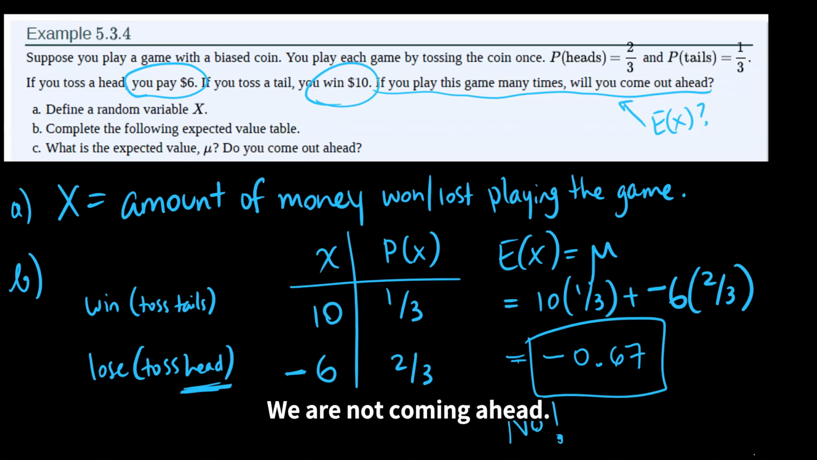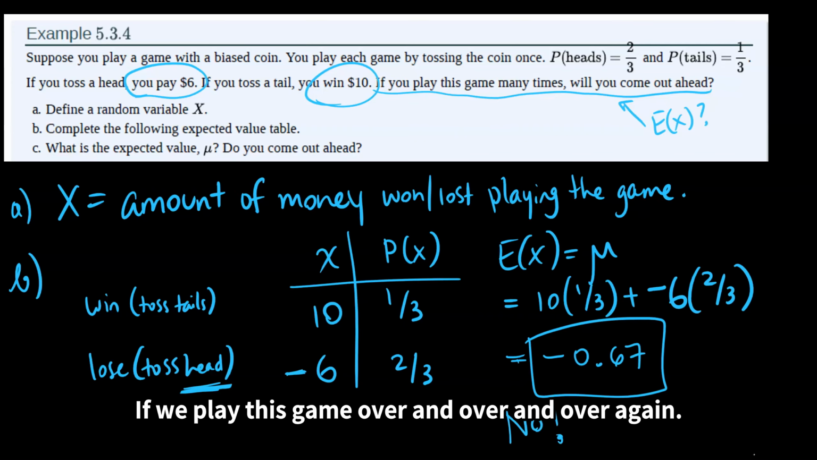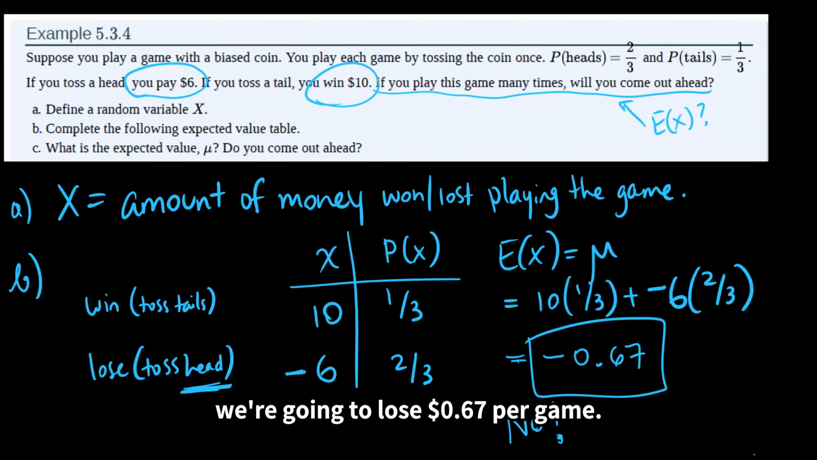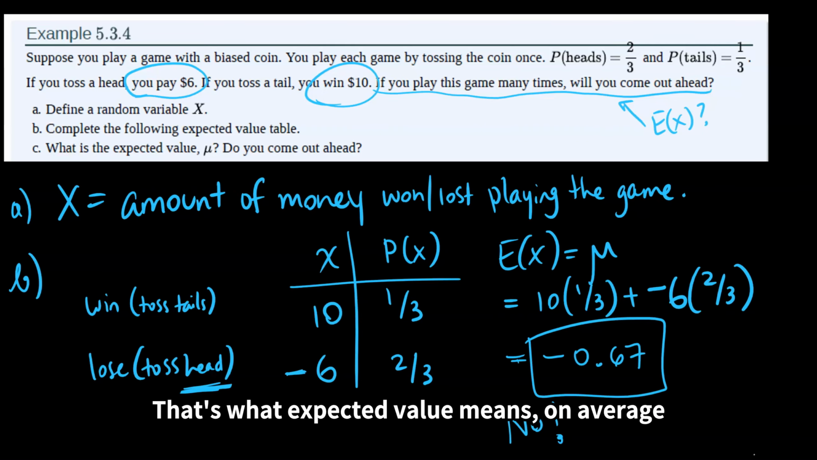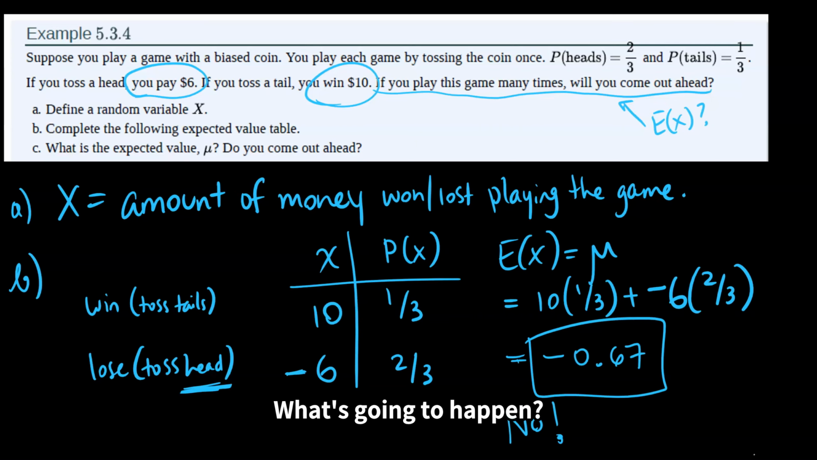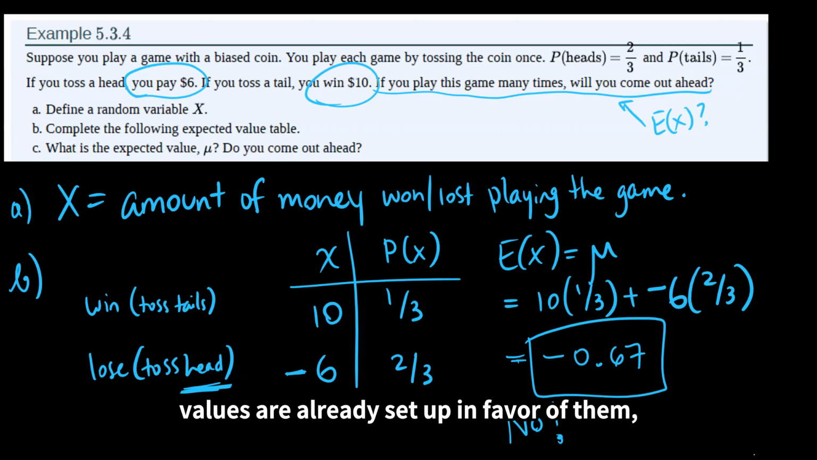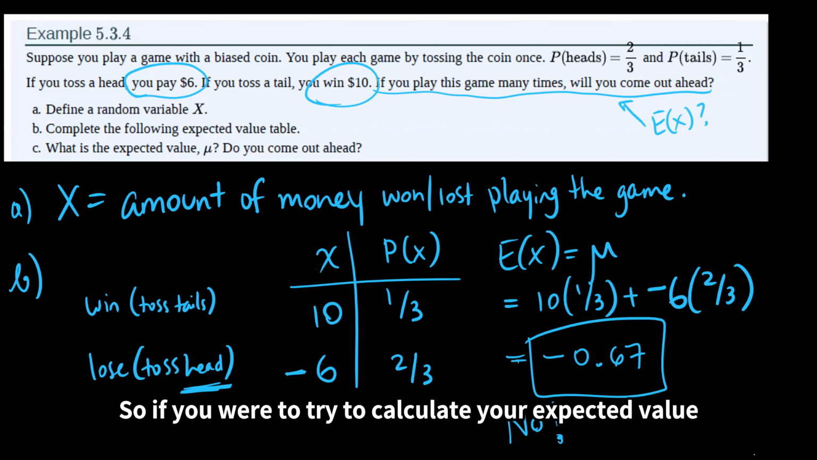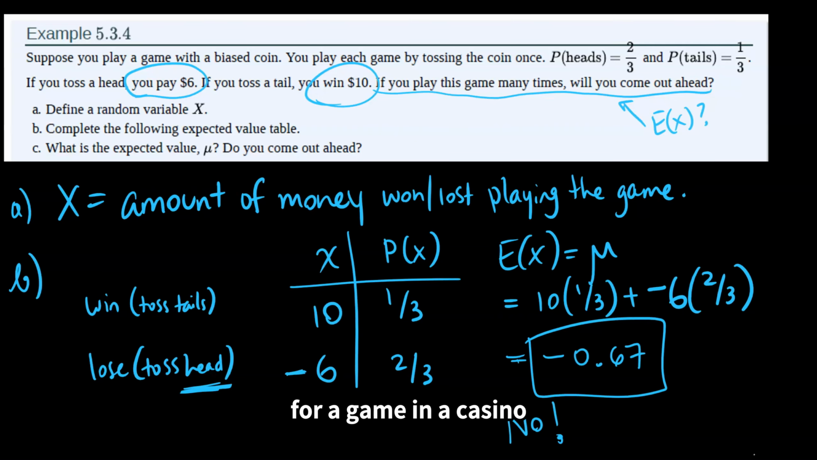We are not coming ahead. If we play this game over and over and over again, on average, we're going to lose 67 cents per game. That's what expected value means. On average, what's going to happen? The saying that the house always wins, this is because their expected values are already set up in favor of them, which means they're against you. So if you were to try to calculate your expected value for a game in a casino, your expected value would be negative. That's how they make money.